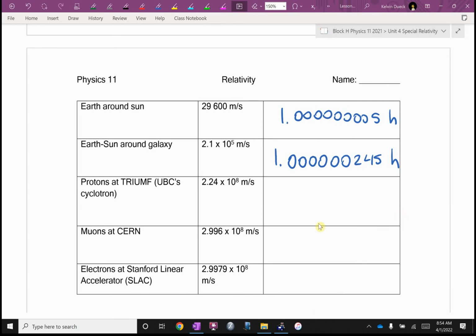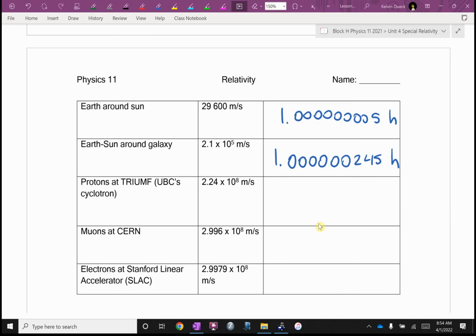So UBC has a particle accelerator. It's called Triumph. I'm hoping, I would love to do a Physics 12 field trip there. I've been there on a tour. When it's running, there is a room where the magnetic field is so strong, you have to turn off your phones before you go in. The magnetic field is so strong that paper clips stand up on their end. They don't lie flat.